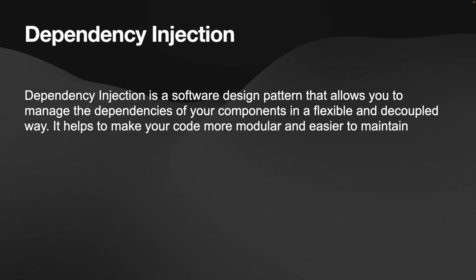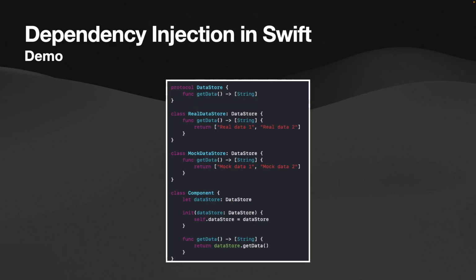In dependency injection, a component's dependencies are passed to it as parameters, rather than being hard-coded or created internally. So this makes it easier to swap out dependencies with other implementations, or to substitute mock dependencies for testing purposes. So here is a dependency injection demo.